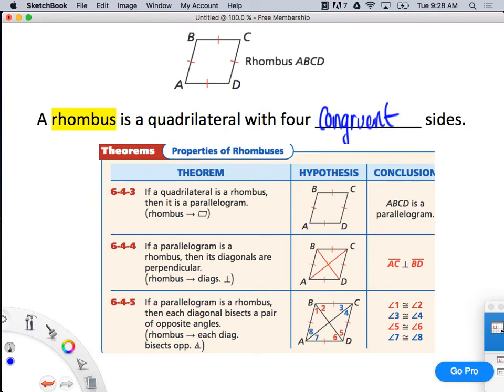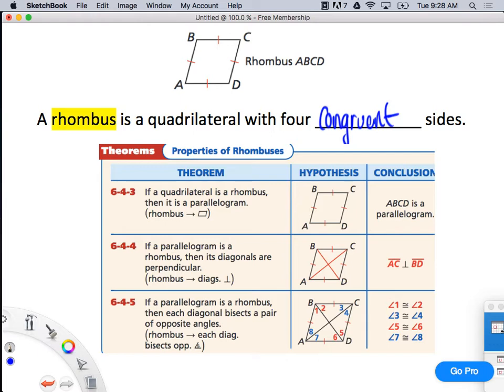Okay, be careful. Properties of rhombuses. All right, Priscilla, why don't you go ahead and read the first one? "If a quadrilateral is a rhombus, then it is a parallelogram." Boom. There you go. A rhombus is a parallelogram. All those properties we handled in the beginning apply to this rhombus. Okay. Rachel, next one, please. "If a parallelogram is a rhombus, then its diagonals are perpendicular."